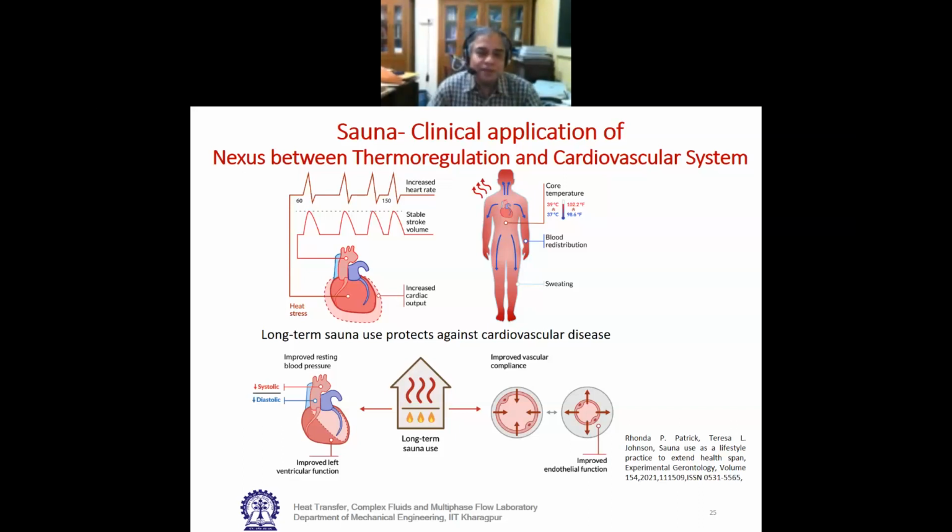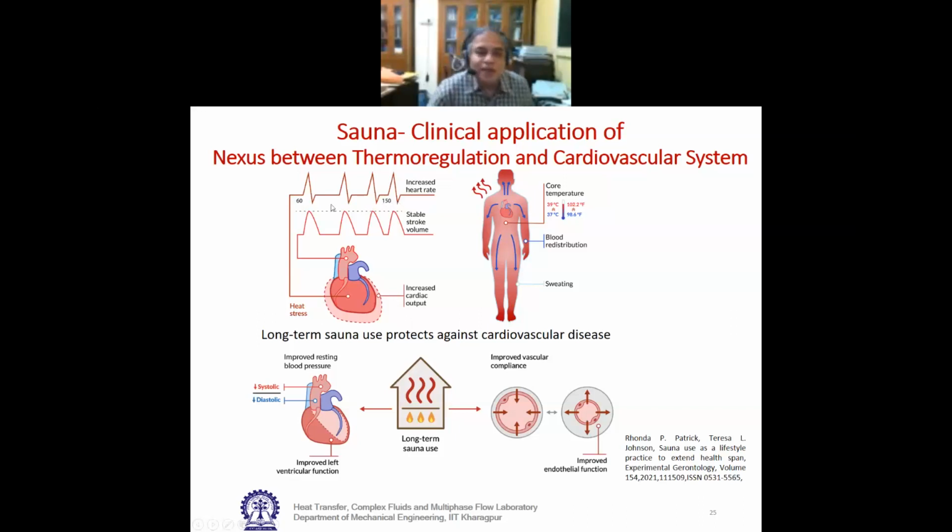Now, when somebody is taking a sauna bath, it needs increasing cardiac output because the body has to be cooled. Let's say for a 45 minute to 1 hour sauna bath, there will be a rise in the core temperature, from 37 degrees to 39 degrees Celsius. It is not so high that it can create some sort of permanent damage to the body, but it will create a heat stress which will give increased cardiac output and increased heart rate, from 60 to even up to 150.